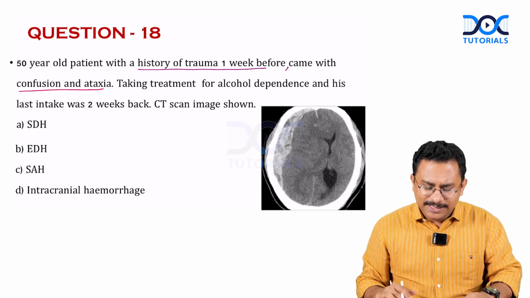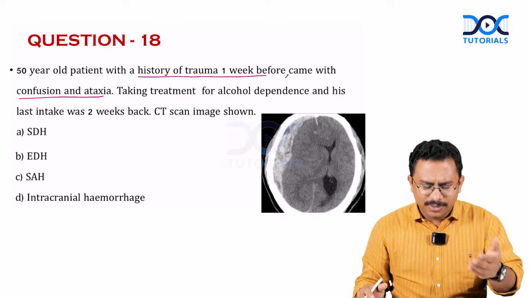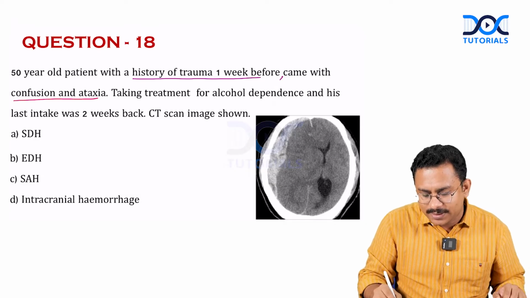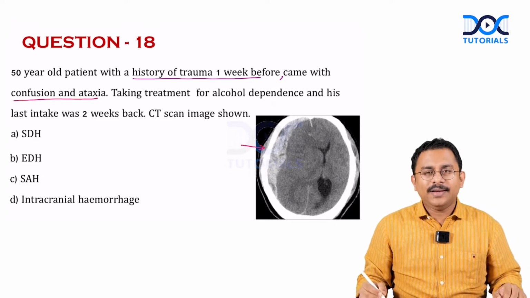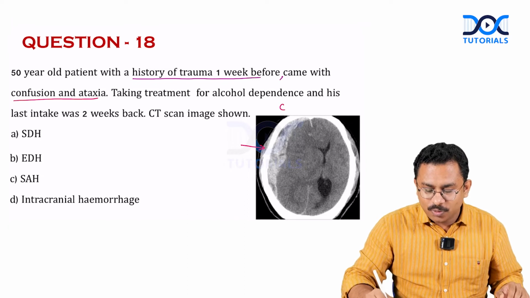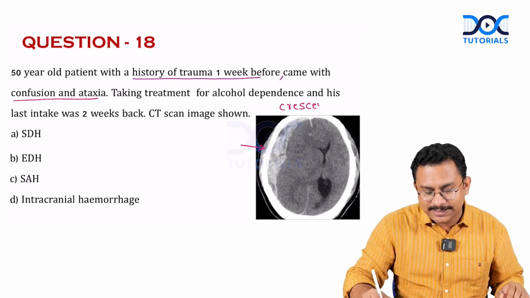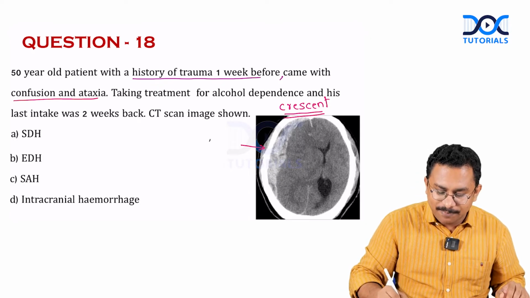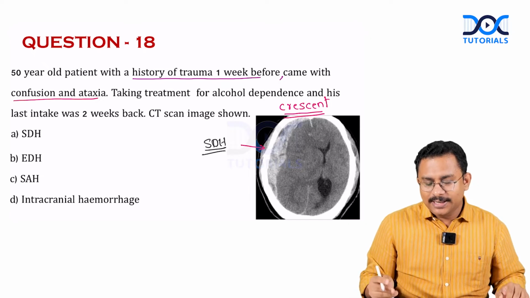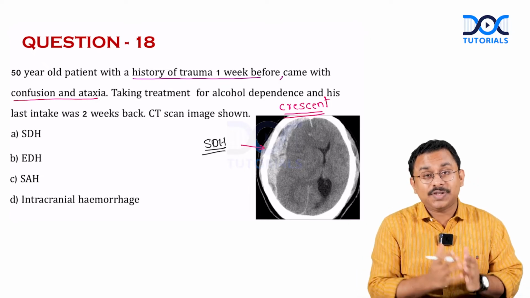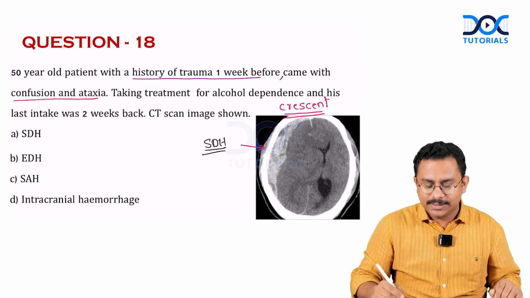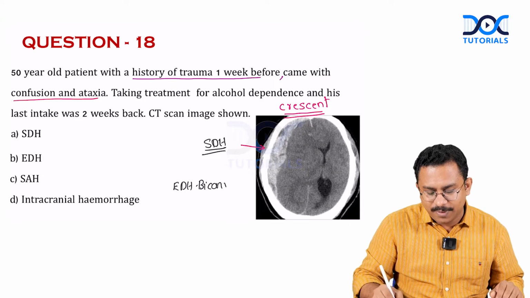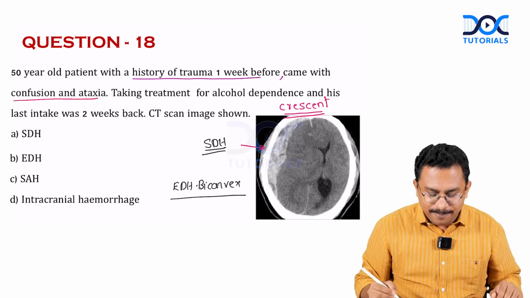You can see that he has been taking alcohol and his last intake was 2 weeks back, and the CT is being shown. If you look at the image, you are seeing the typical crescent shape. You are seeing hyperdensity, which is suggestive of a bleed, and the crescent shape is suggestive of a subdural hemorrhage, SDH. Also remember, EDH usually has a biconvex shape of the bleed. SDH is a crescent shape.